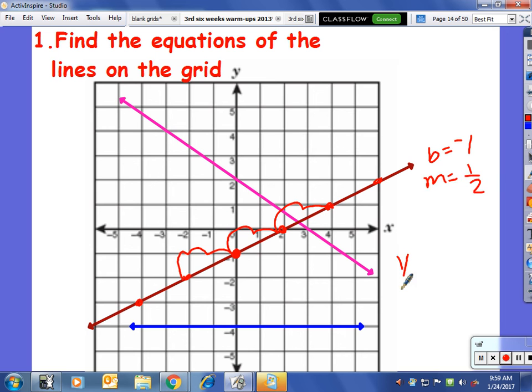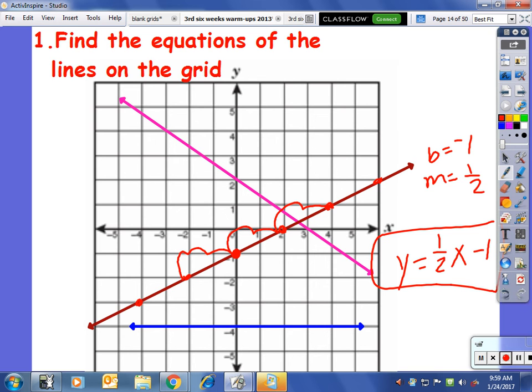How would I write the equation? y is equal to 1/2 x minus 1. This is exactly what I expect to see for your homework. So if you just put 1/2, that's not good enough. That's the slope, but that's not the equation of the line. Are you with me?